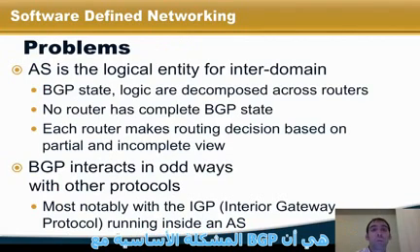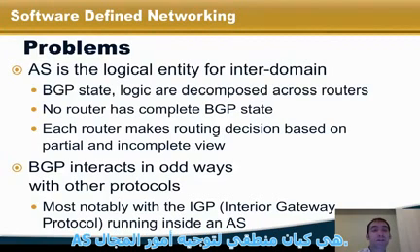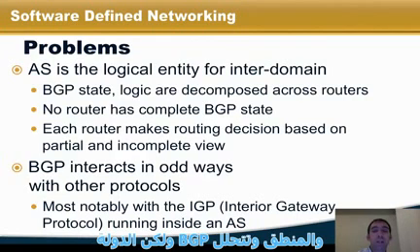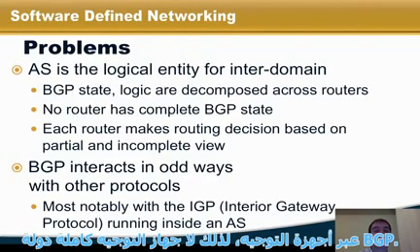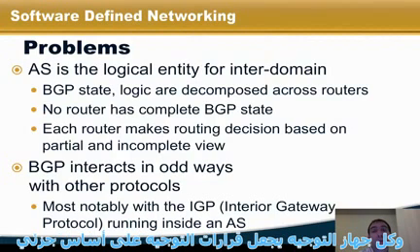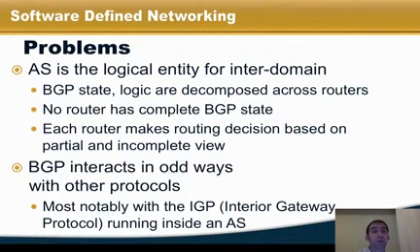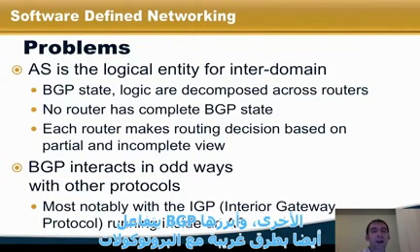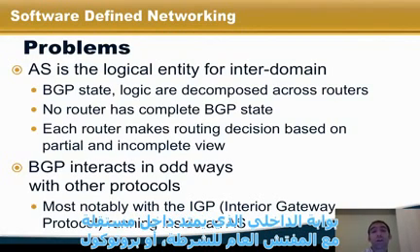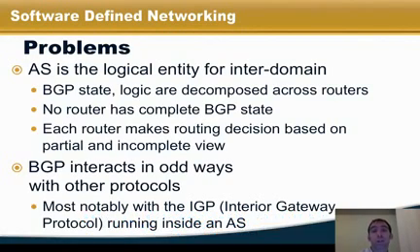The fundamental problem with BGP is that the AS is the logical entity for interdomain routing, but the BGP state and logic are decomposed across routers. So no router has complete BGP state, and each router makes routing decisions based on a partial and incomplete view of the state across the entire autonomous system. BGP also interacts in odd ways with other protocols, most notably with the IGP, or Interior Gateway Protocol, that runs inside an autonomous system.